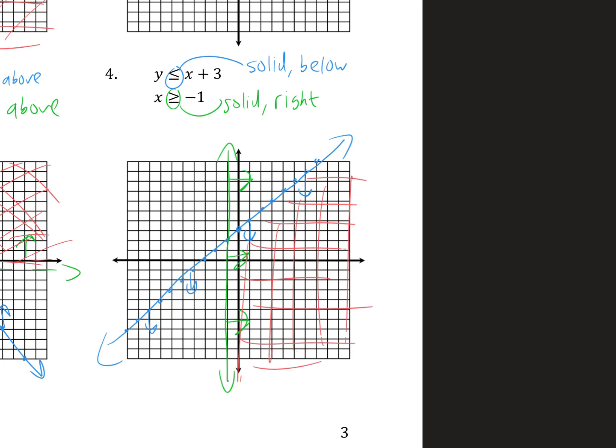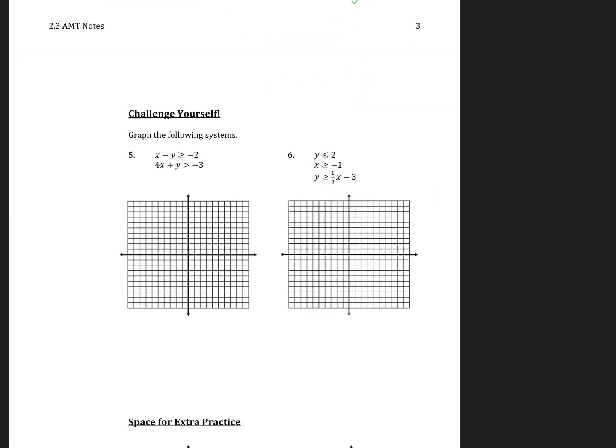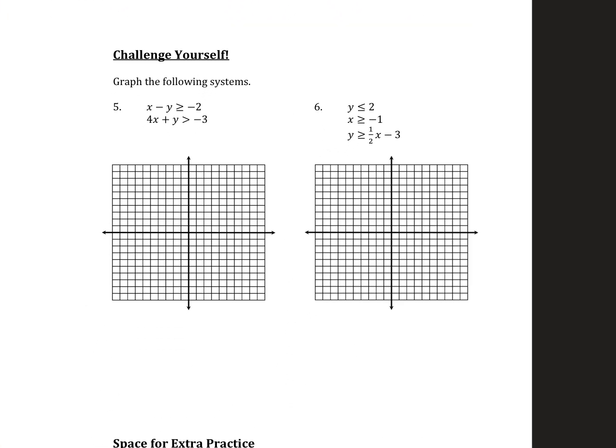It's going to be below the blue line and to the right of the green line. It's going to be that section. Okay. All right. Now we got a couple left here. We got to challenge ourselves.